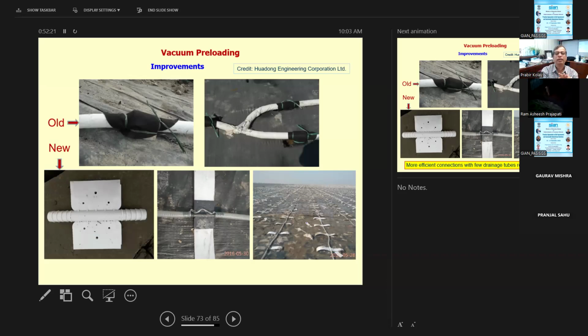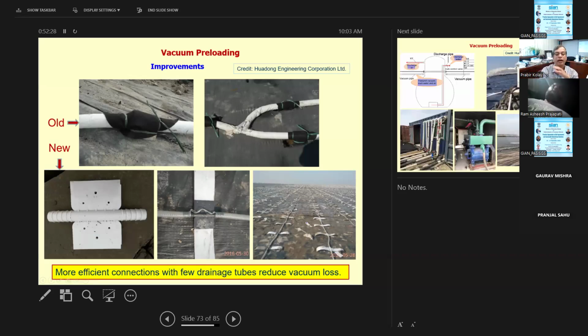So this is the old one. Earlier they used the older system. Now they have a newer system like that, which is more efficient in connecting the drains. It is not easy. It's a very simple process, but with a huge area, installing the PVD, connecting it, and applying vacuum pressure is a bit challenging because the soil is so soft.